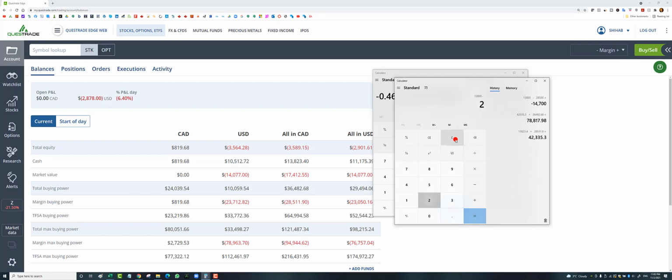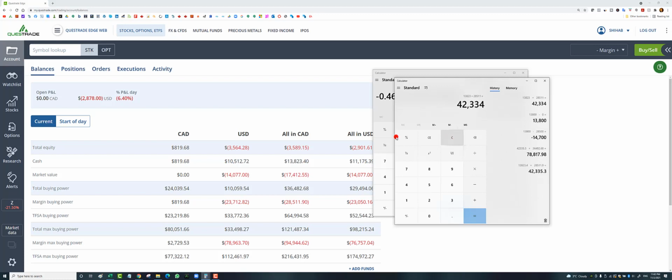So let's do it again. 13,800 minus 28,500. Well, I don't know how to do a minus in this calculator, so I'm just going to... a minus is a positive. So basically, I'm going to do 13,823 plus 28,511. So there you go. I've got my 42,334. That's the total buying power that I'm actually using, and I've got 36 remaining. So I'm using more than 50%.